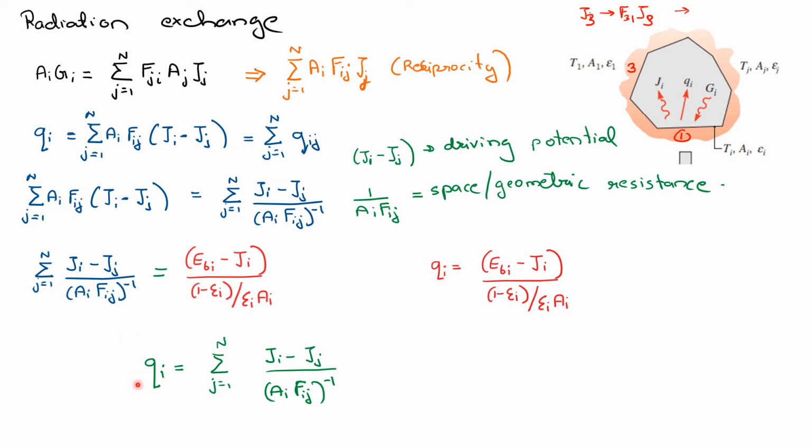So ultimately our Qi, or the net radiation that we got due to view factor, was the summation of j from 1 to n, where n is the number of surfaces in the enclosure, of Ji minus Jj, radiation leaving the surface minus radiation falling onto the surface due to other surfaces, divided by the resistance due to shape factor.